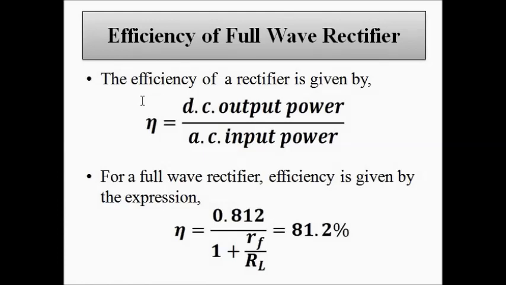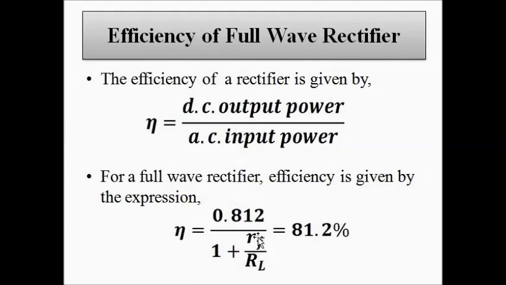Efficiency of any device is defined as output by input. So in the rectifier, it is DC output that we get for the AC input applied. So the efficiency is the ratio between DC output power and the AC input power. So it comes in this form, 0.812 by 1 plus rf by RL.